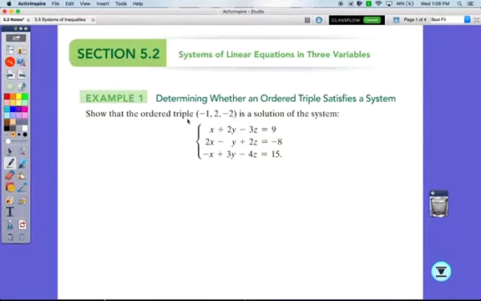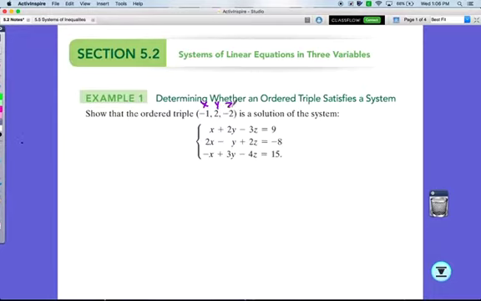It's just making sure that that ordered triple, which is an x value, then a y value, and then a z value, so alphabetical order there, when you plug that in, it actually does work for all equations. Equation 1, equation 2, and equation 3. So you plug them in. Equation 1.